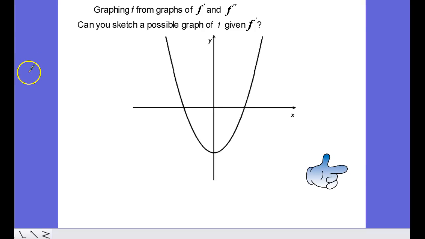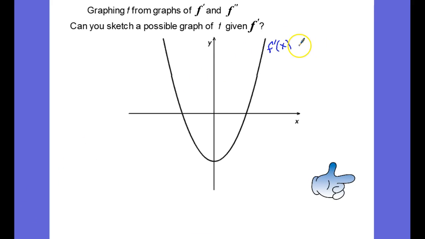The last thing that we want to do in this lesson is to be able to take a graph of a derivative and use that to construct a possible graph for the original function. And so here we've been given a graph of f prime of x. So this is not f of x, it's f prime of x. How can we go about using this graph to help us graph the original function f of x?